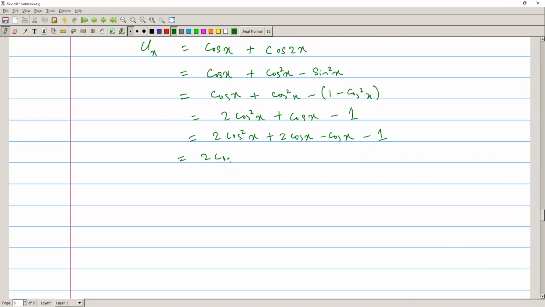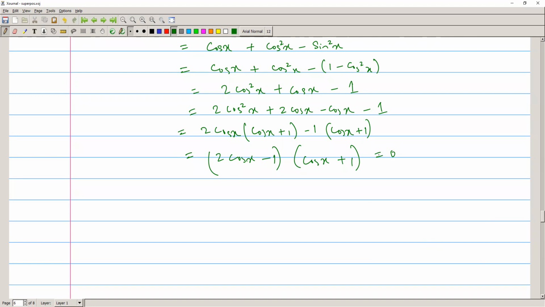So 2 cos x is common here. We will be left with cos x plus 1. Minus 1 is common here. We will be left with cos x plus 1 inside the bracket. So this will be (2 cos x minus 1)(cos x plus 1) equals 0, right? So we need to find the maximum. So that's why we put it equal to 0. So either 2 cos x minus 1 equals 0, or cos x plus 1 equals 0, right?